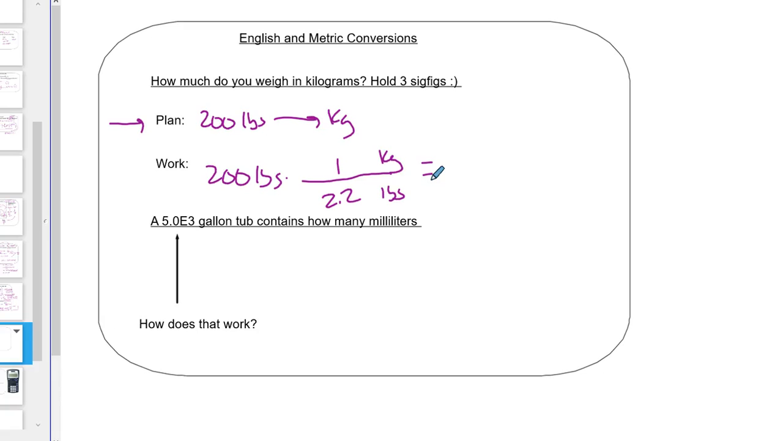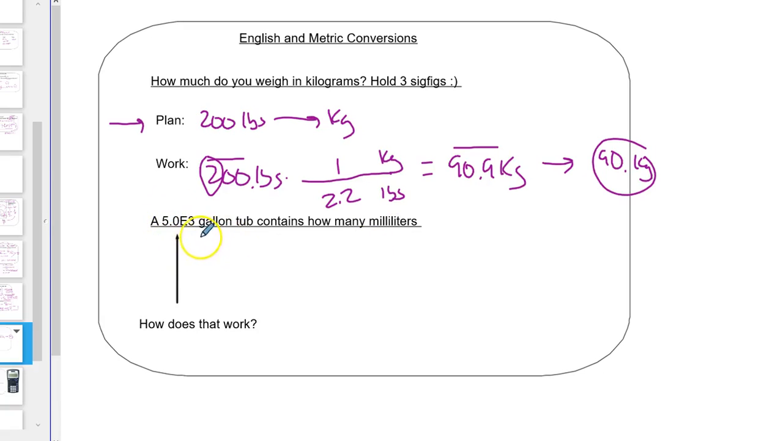So I weigh 200 divided by 2.2 equals 90.9 kilograms. In this case, if I held 3 sig figs, then I would have 3 sig figs here. I don't know how closely I measured that, but if I have to go with 1 sig fig, then this would just be 90. That'd be 1 sig fig. I have 2 sig figs here, and I'm running it through.